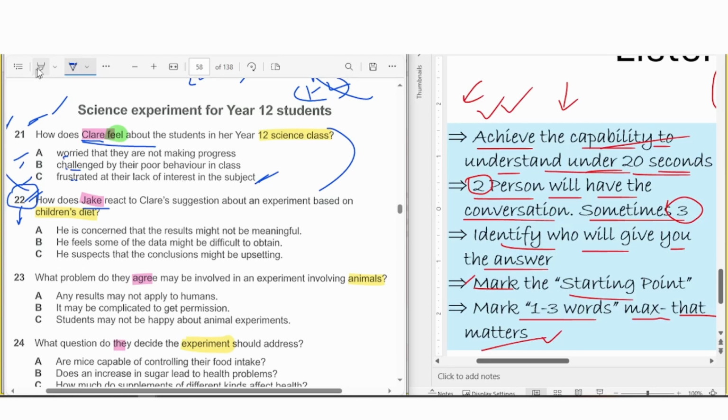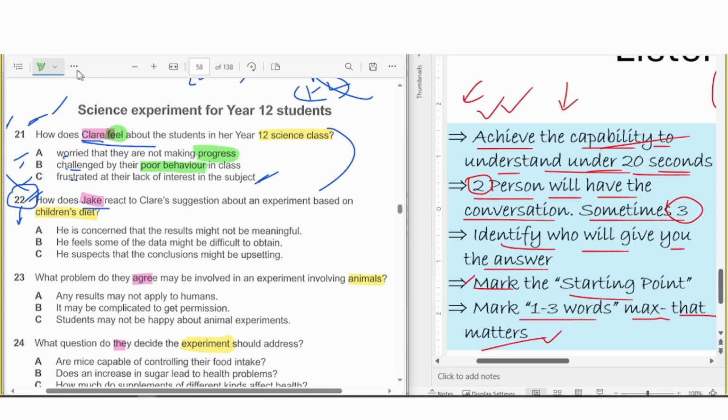So what matters here? Clary is worried that they are not making progress. It's a feeling of hers. Another thing is poor behavior. She has a feeling about their poor behavior. And then she's frustrated about the lack of interest.